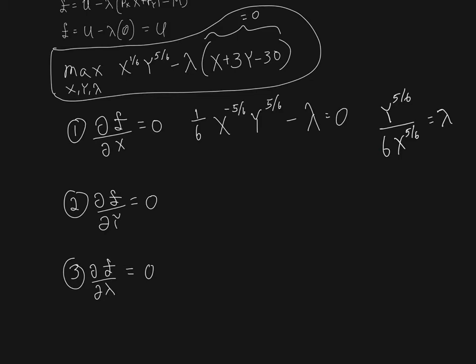So the second first order condition is the partial of the Lagrangian with respect to y, and using the power rule, you get 5/6 times x to the 1/6 all over y to the 1/6. Sorry, I don't know why I said 5. I meant to say y.